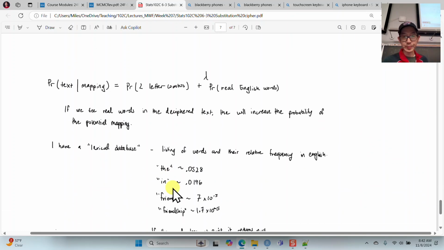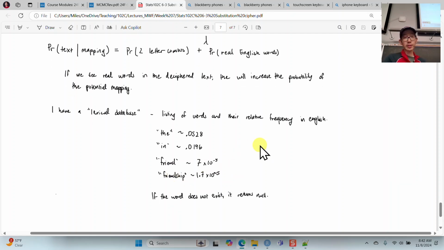So that's going to be one way to evaluate the probability of our text given some kind of mapping. The other thing is, as we start to do these things, words start to appear. If real English words appear in the message, that's a good sign.